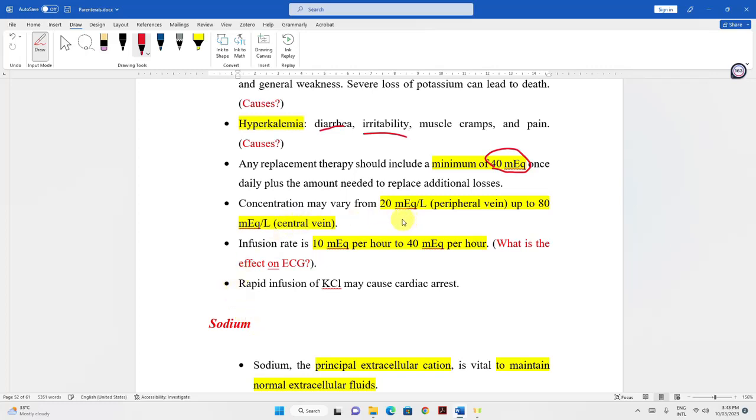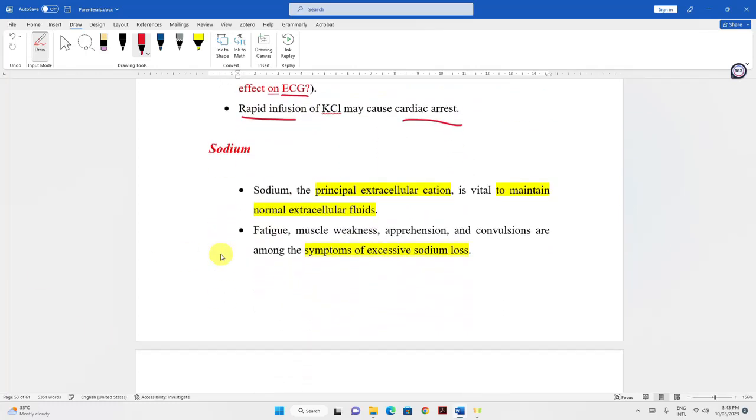And the infusion of potassium should be at a rate between 10 milliequivalents per hour to 40 milliequivalents per hour. It's very important that the patient is monitored through ECG because potassium can affect the electrocardiogram of the patient, and a higher, faster, or rapid infusion of potassium can cause cardiac arrest, which can cause death.